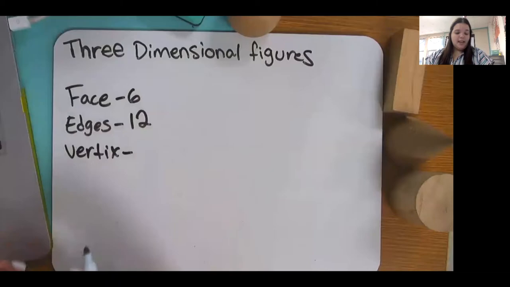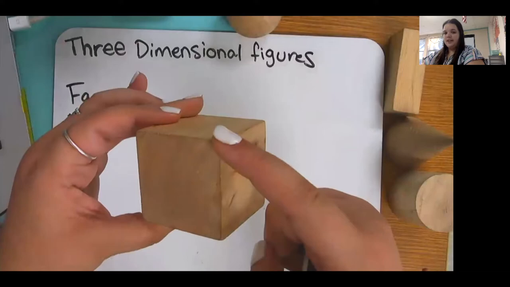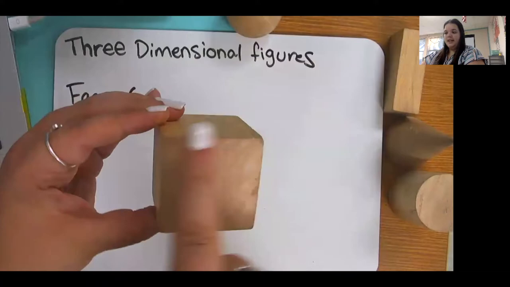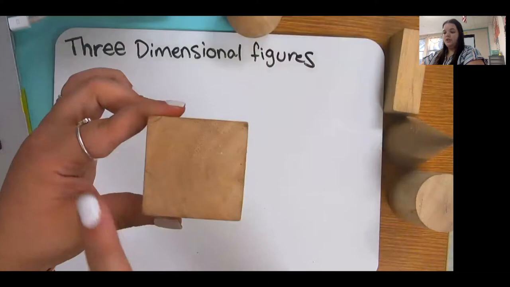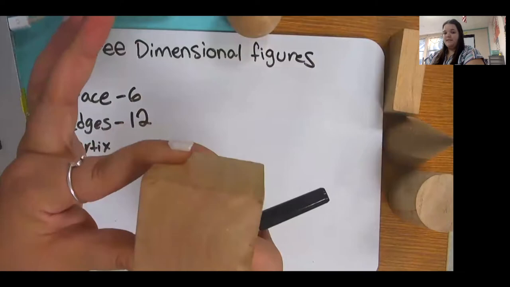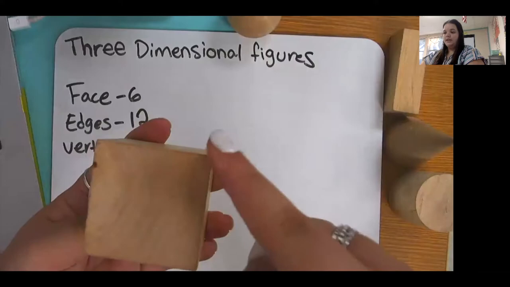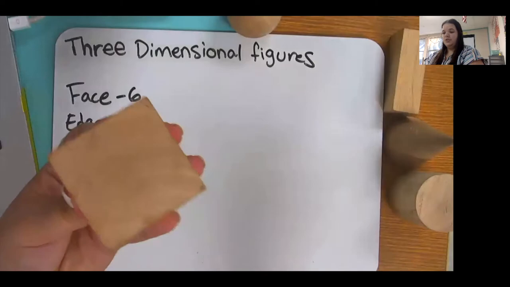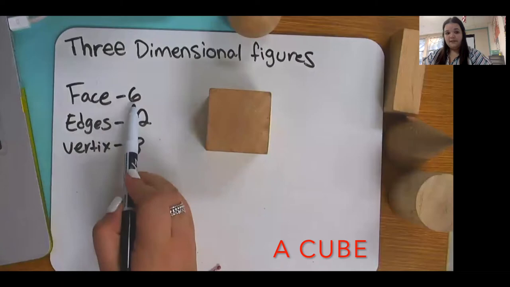Now, once we finish with the edge, now we're going to go with the vertex. Now, the vertex is the corner in which three or more edges meet. The corners would be this one right here. You see, it has three edges meet, one, two, and three. So that is one vertex. This is another one. One, two, three edges meet. So we're going to count the vertices. One, two, three, four, five, six, seven, and eight. You got to count the bottom ones too. So if you flip it, it's going to have the same amount of edges. So one, two, three, four. One, two, three, four. So you got eight vertices. So now we know that a square has six faces, 12 edges, and eight vertices.